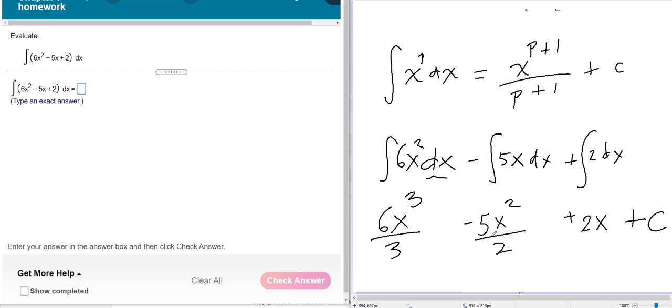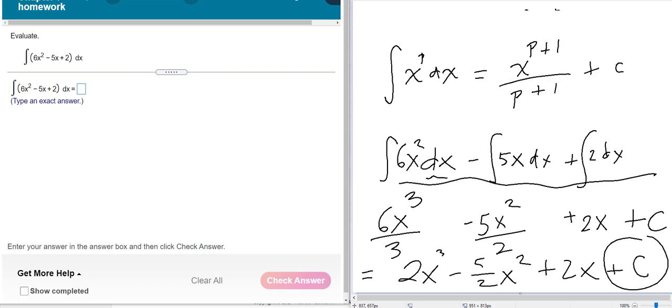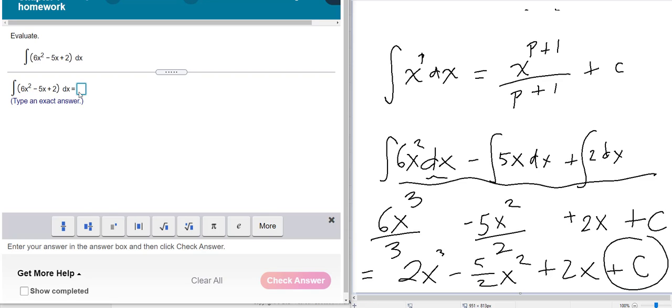Now you can always check. Let's reduce this: 2x cubed minus 5 halves x squared plus 2x plus c. You can always check by taking the derivative to make sure it matches this. Of course, you can't determine what the constant is, at least not yet. So 2x to the third minus 5 over 2 x to the second plus 2x plus c.